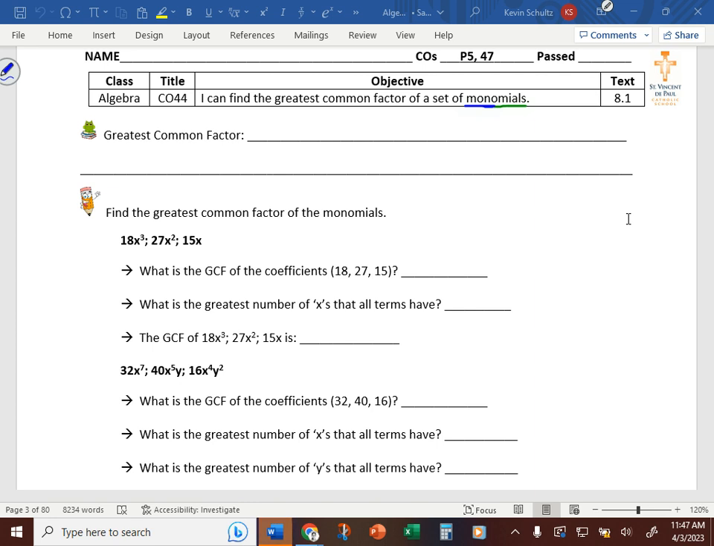Now, going back to your greatest common factor days, what is the greatest common factor? How would you define it?